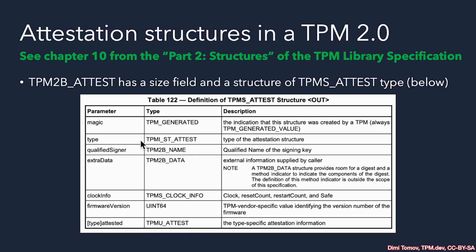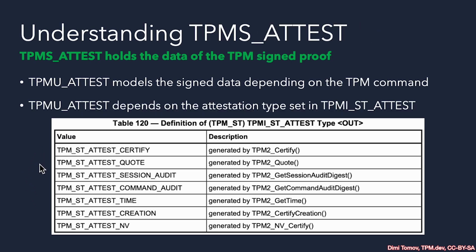Just remember, the TPM attestation type set here in parameter type TPMI_ST_ATTEST defines later what union will be used to decode the attested data structure here. Here is the list of available TPM attestation operations. We have the TPM2_Certify, which we can use for key attestation. We have the TPM2_Quote.